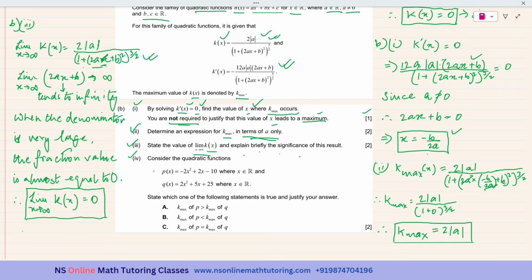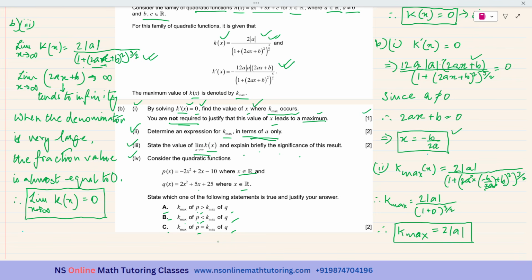Fine. Fourth subpart. Consider the quadratic functions p of x equal to negative 2x squared plus 2x minus 10, x is a real number, and q of x equal to 2x squared plus 5x plus 25, again x is a real number. State which one of the following statements is true and justify your answer. Option A is k max of p is greater than k max of q. Option B is k max of p is less than k max of q. And option C is k max of p is equal to k max of q.